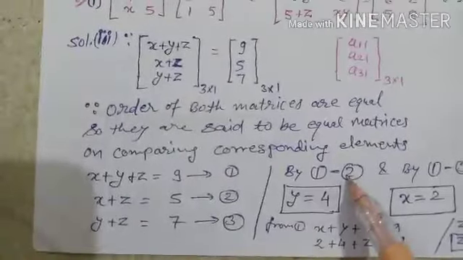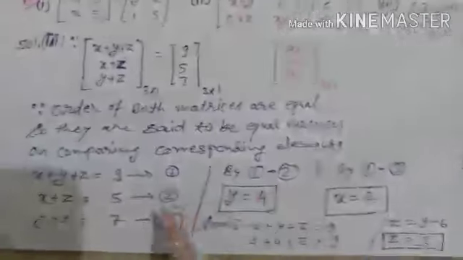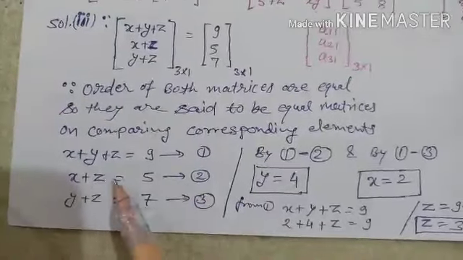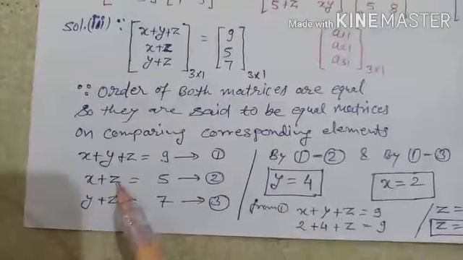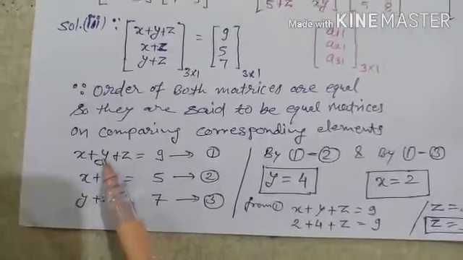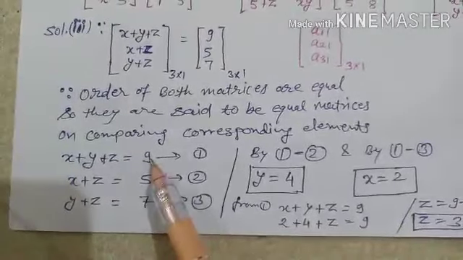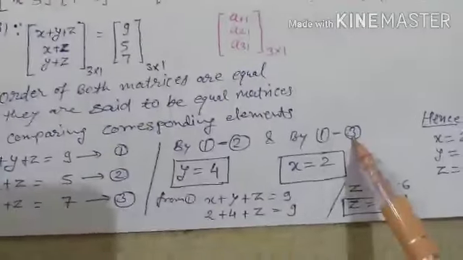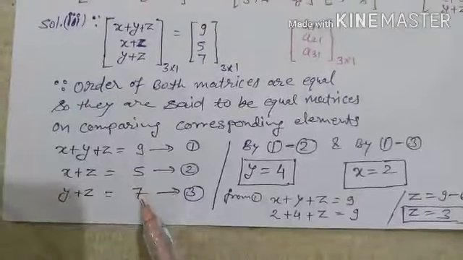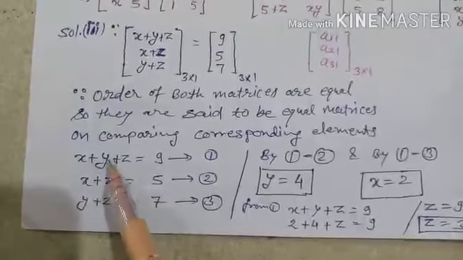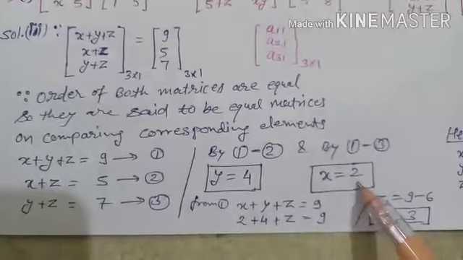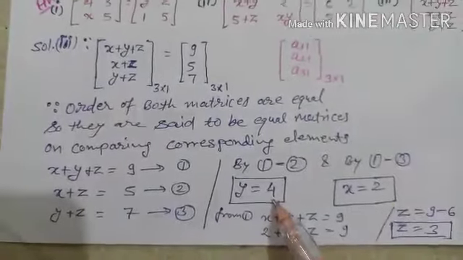Now do 1 minus 2 and 1 minus 3. When you subtract equation number 2 from 1, x and z both cancel out, only y remains, and 9 minus 5 is 4. Then 1 minus 3, this is the first equation and the third equation. So y and z cancel out, only x remains, so this is x, and 9 minus 7 is 2. So x is equal to 2 and y is equal to 4.